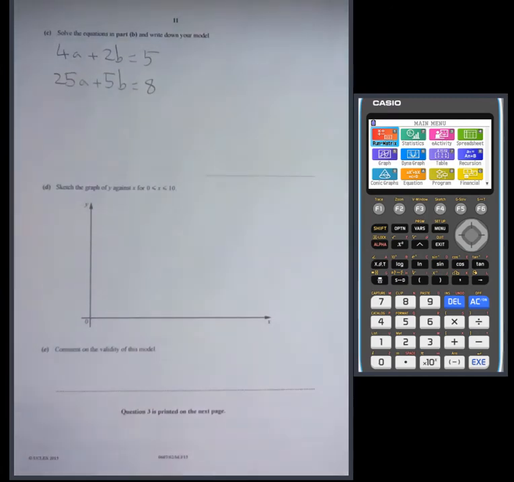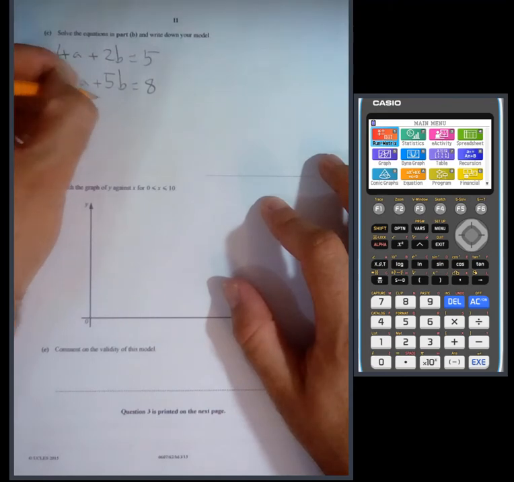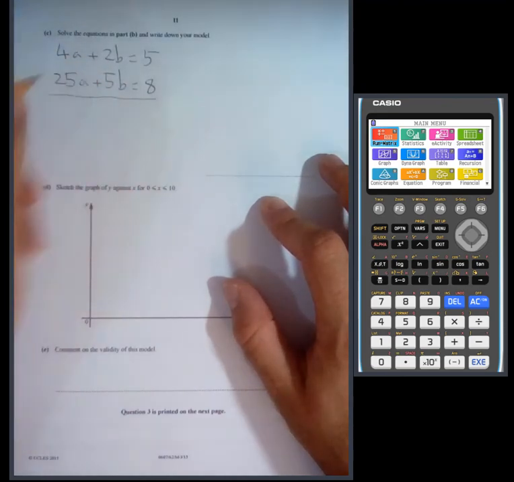Right, so to do something like this, you would want to make some of the coefficients equal. So you either want to make the a's have the same coefficient or the b's. The a's are quite large, so the lowest common multiple of 25 and 4 is going to be 100. So it's going to make the numbers quite large. So if I was you, I would do whatever makes the numbers the smallest and easiest to deal with, although you do have a calculator. So I would be looking to make the b's both 10.